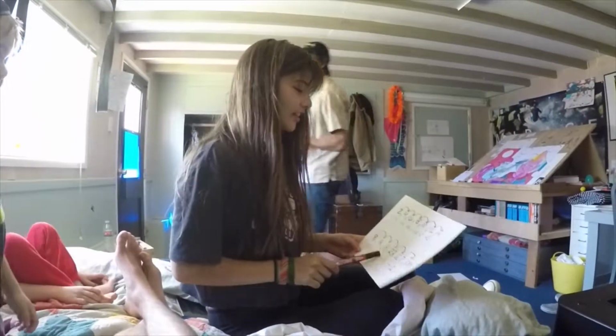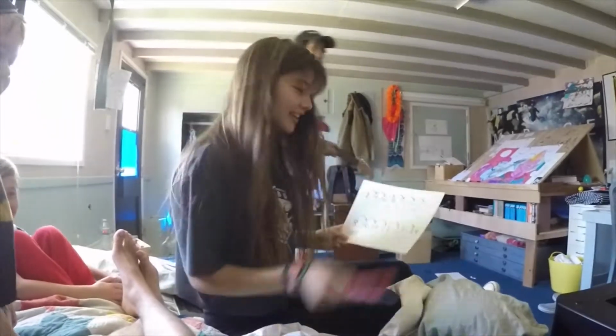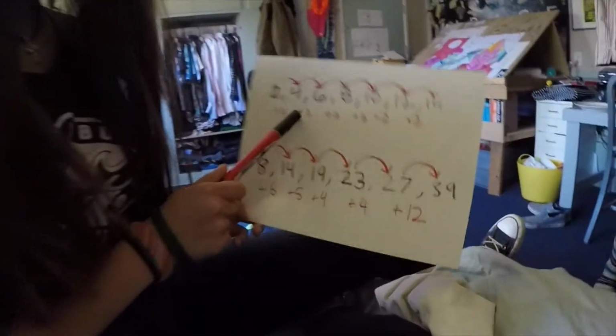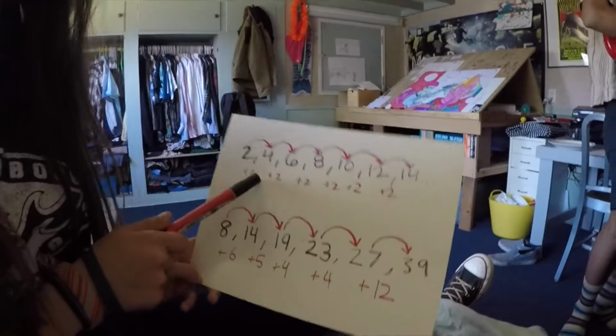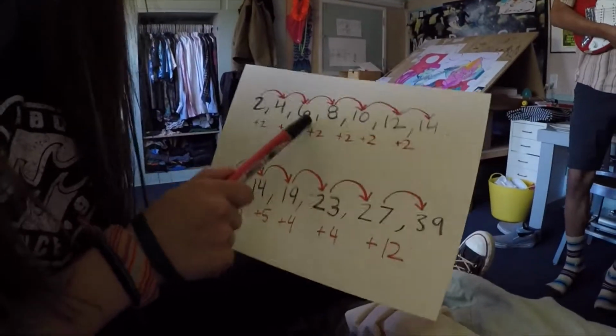Okay. So, as you can see here, this is an arithmetic sequence because you add everything. Then I started going like this. And that is how you do an arithmetic sequence.